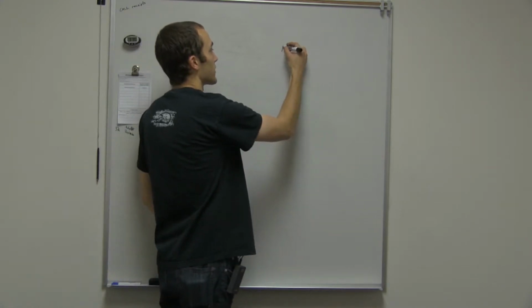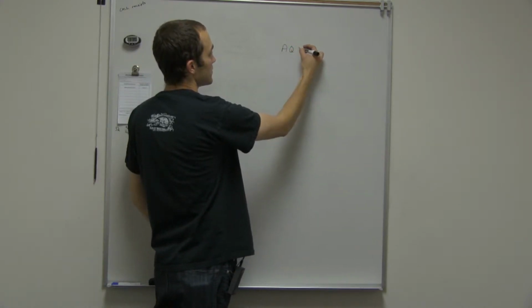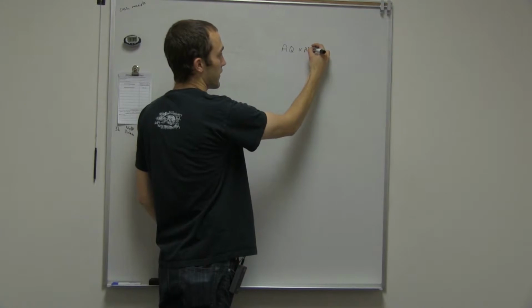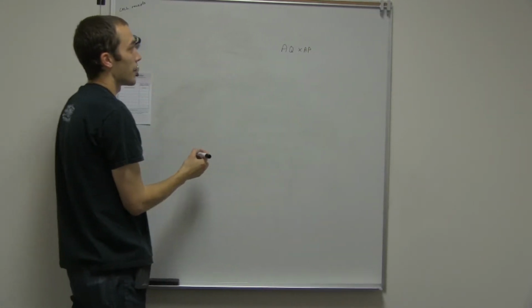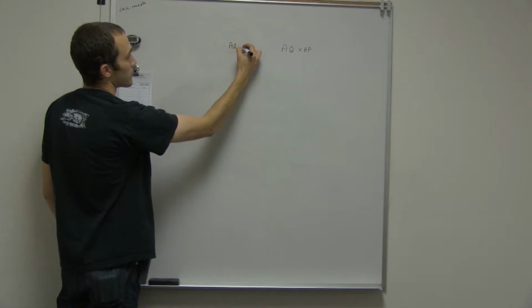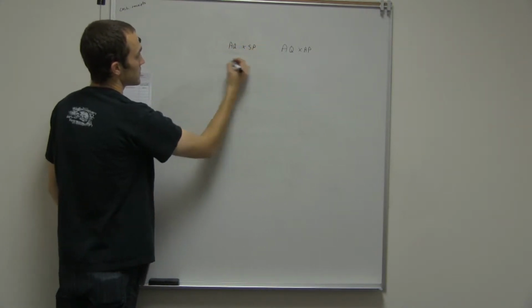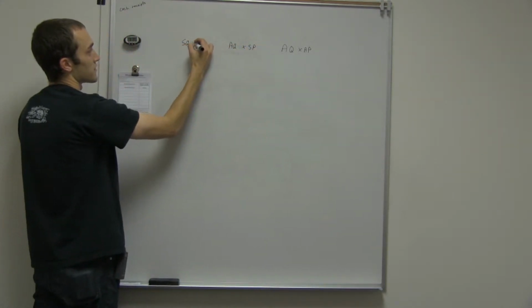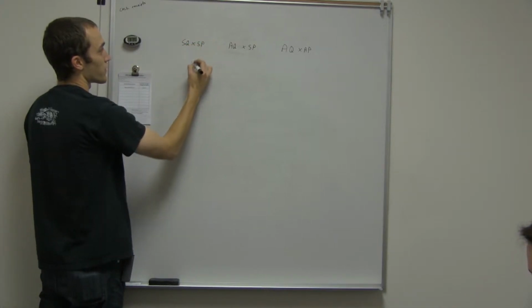In your pitchfork, do you remember if actuals were on the left or on the right? On the right, okay. So on the right, we're going to have our actual quantity times our actual price. In the middle, we're going to have our actual quantity times standard price. And over here, we're going to have standard quantity times standard price.